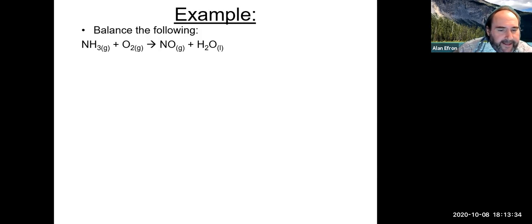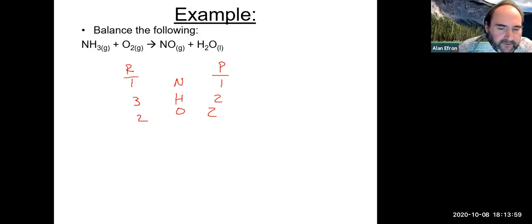Okay, let's take a look here. So reactant, product. Got some nitrogen, some hydrogen, some oxygen. We got one nitrogen on the left, one on the right. Got 3 hydrogens on the left, 2 on the right, and 2 oxygens on the left, and 2 oxygens on the right there. Everything's looking good except for our hydrogens.